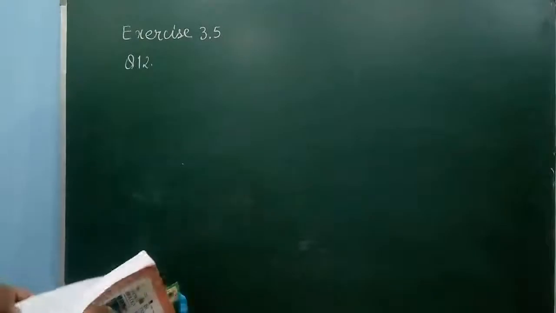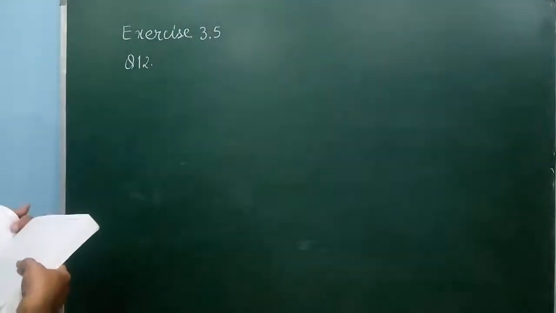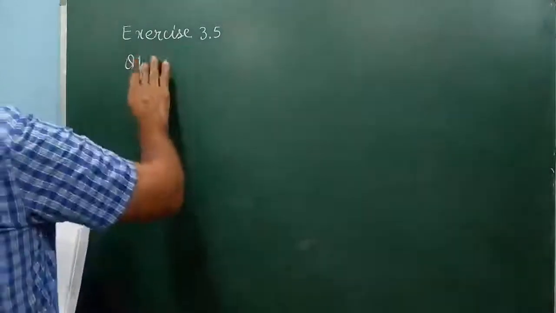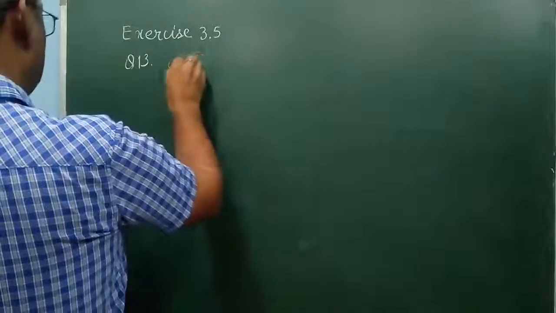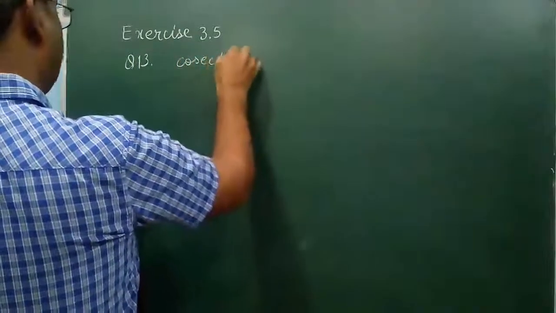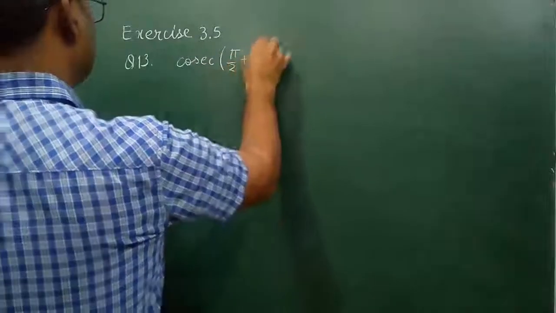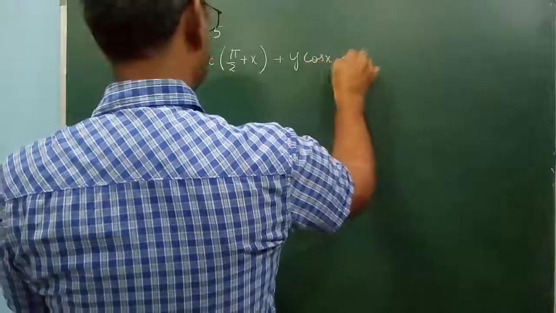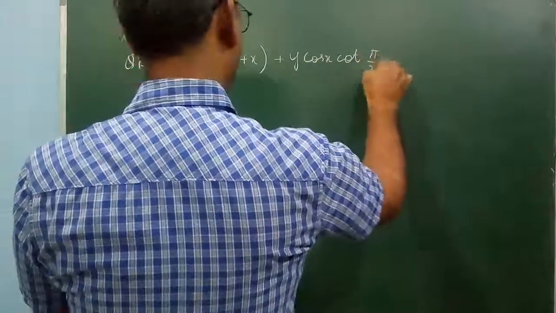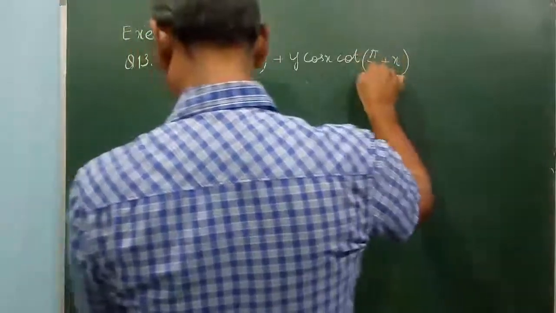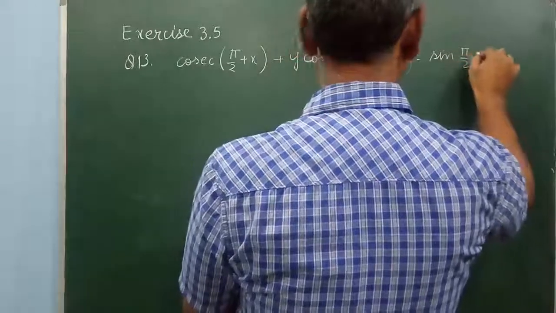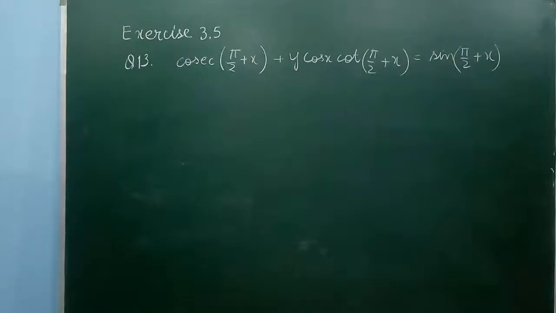Next question is also like this only. You can do it. 13th question, question number 13: cosec(pi by 2 plus x) plus y cos x cot(pi by 2 plus x) is equal to sin(pi by 2 plus x). We have to find the value of y from this.